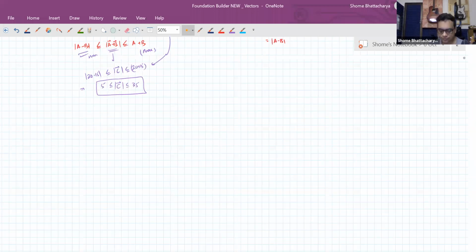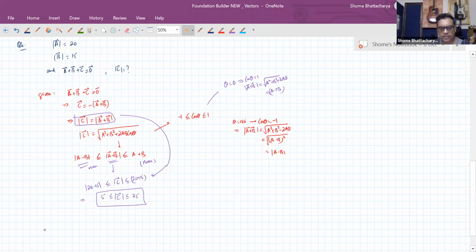So you can see that option A is not possible because it's 4 units. Option B is possible because 16 is between these two. Option C is 40, so again it's not possible. Option D is 50, so again that's not possible. So B is the only one which is correct. So out of the given options, it is possible that the value is B, whereas A, C, or D are not possible because they are falling outside this range of 5 to 35. Hope this is clear to all of you.